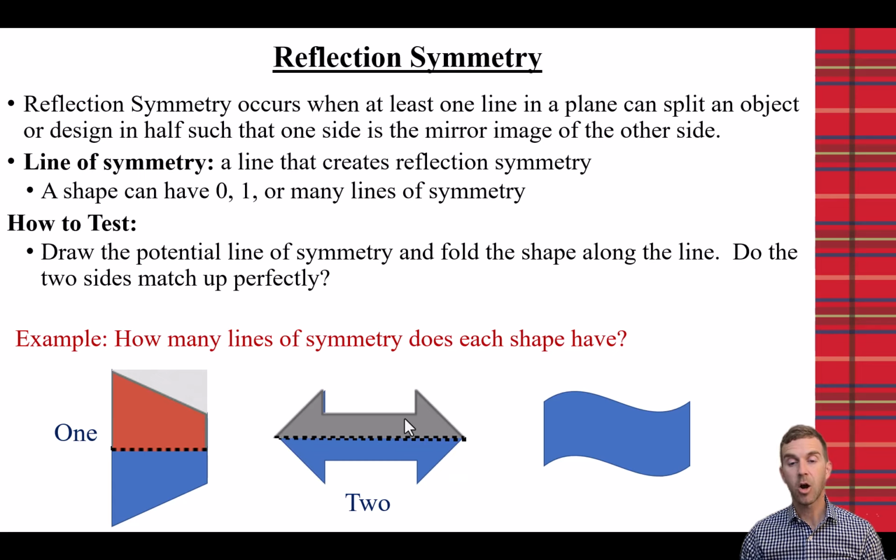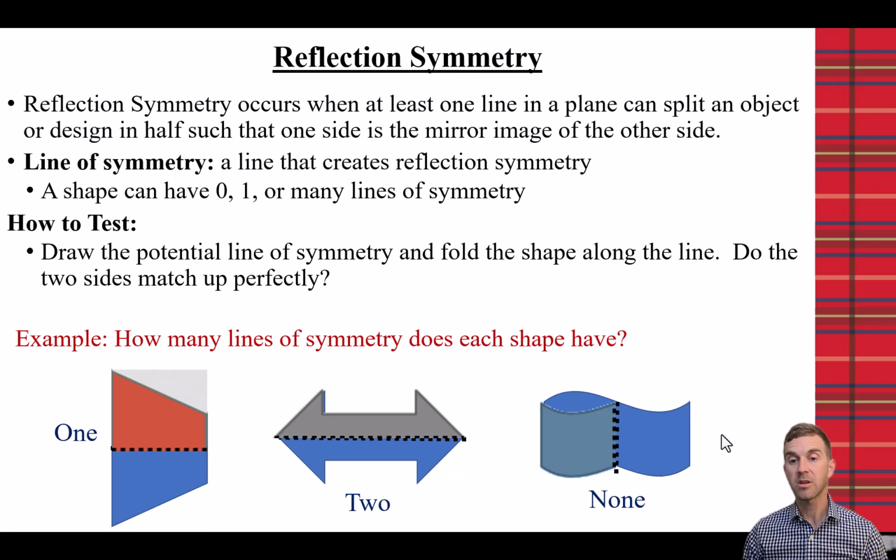Now let's look at our flag. If I take and draw a line horizontally across the waving flag and I fold it downward, I'd say, well, no, that's not lining up. Well, what if I do a vertical line and I fold it backwards? Nope, that doesn't line up either. So this is one that has 0 lines of symmetry.